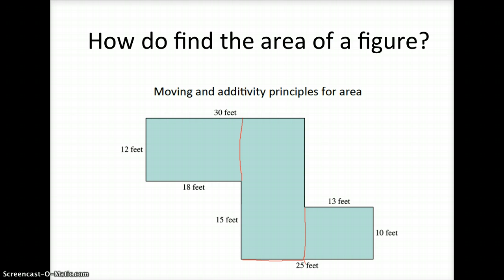And there are other ways that you could do that too. Those are just two examples. You could break this up into triangles and do all sorts of things. Those are the two common ways that you would do that.